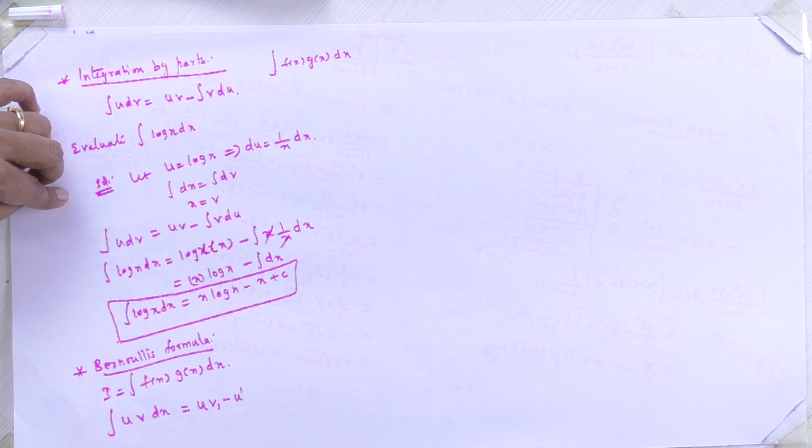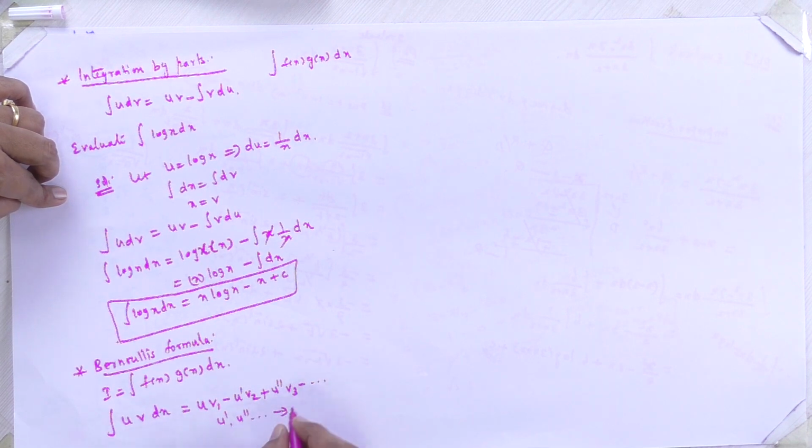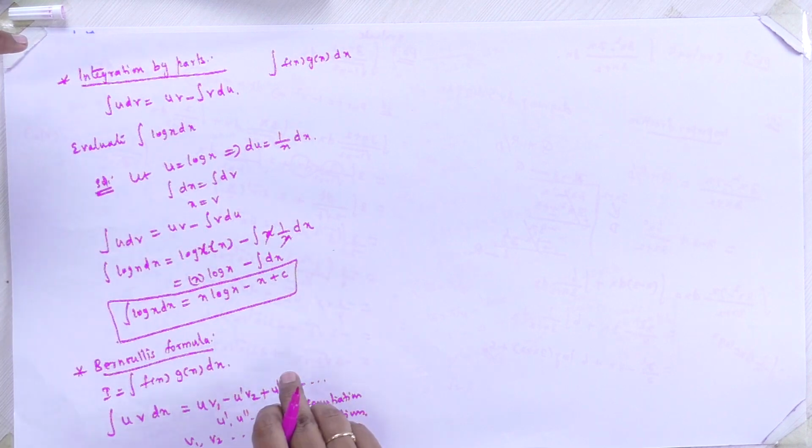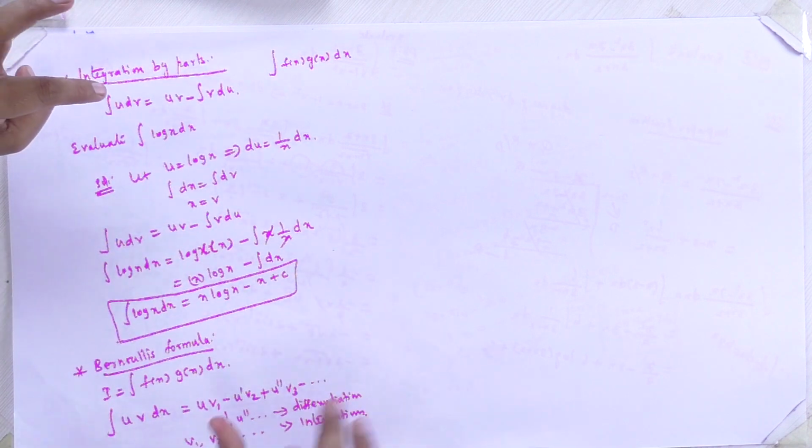So first you differentiate this u. Then the next thing is we integrate this v1, and it becomes v2. Then put the alternating sign, plus. Then u double dash, v3, minus, etc. Here u dash, u double dash are the differentiations, and v1, v2, etc. are the integrations. When the differentiation of u gets 0, we stop the terms.